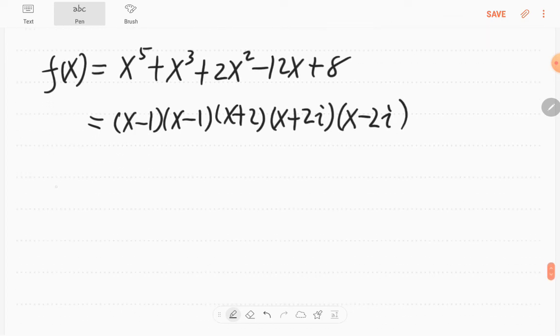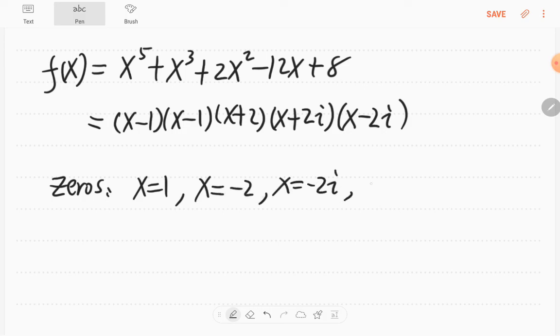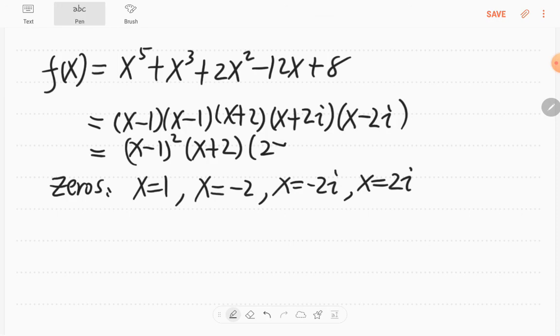So our zeros are x equals 1, x equals negative 2, x equals negative 2i, x equals positive 2i, right? So we notice that this x equals 1, the multiplicity of the zero is 2, right? So you actually can write this as x minus 1 squared, times x plus 2, and x plus 2i, and x minus 2i. Okay.